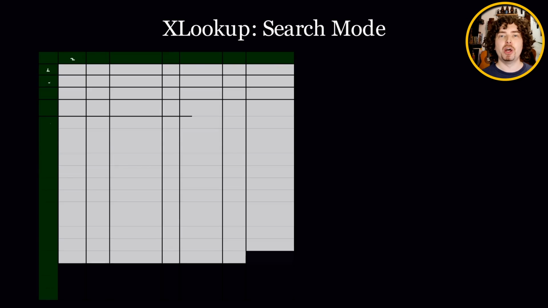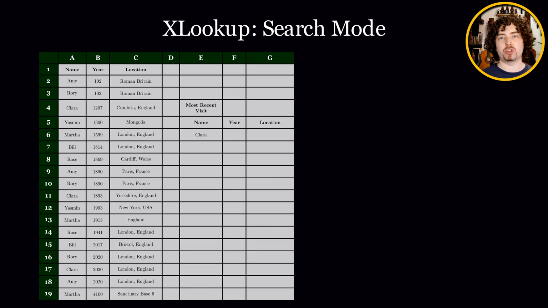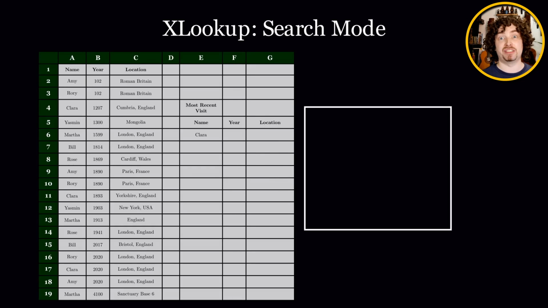Finally, we have the search mode argument. This lets you specify how XLookup looks through your data. By default, this is set to 1, which looks from the top of your data all the way through to the bottom, returning the first match it finds. Alternatively, you can set this to -1, which will be a bottom-up search.